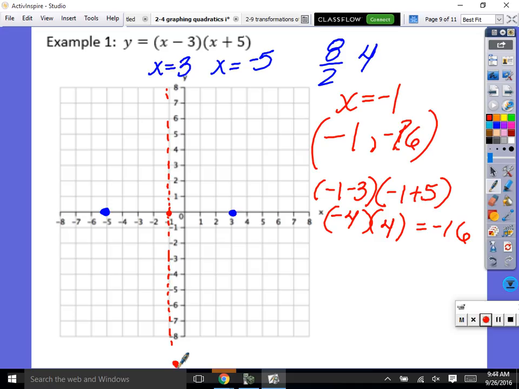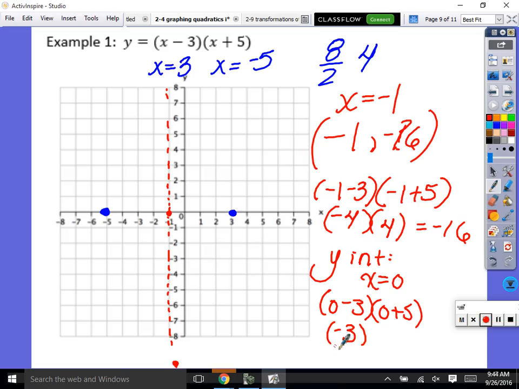And then from there we'll graph the y-intercept, which is going to be when x is 0. So the y-intercept is when x is 0. So we're going to have 0 minus 3 times 0 plus 5. So we get -3 times 5, which is -15. So our y-intercept is at 0, -15, so I still can't graph it, but it looks something like that. So then if you have 2 zeros and your vertex and the y-intercept, that's plenty to draw an accurate graph, I think.